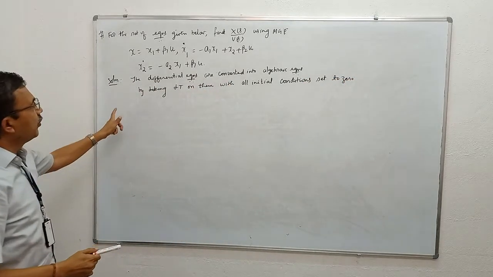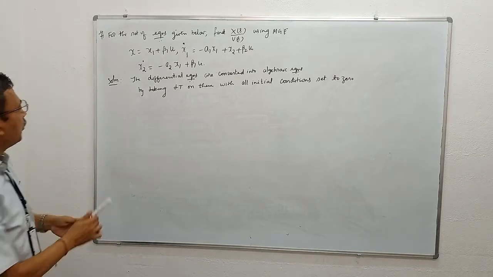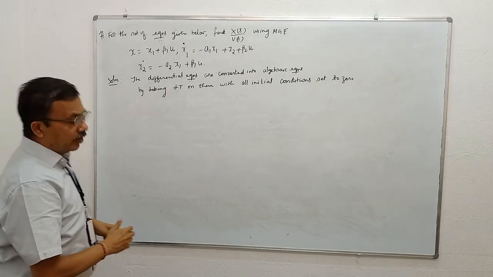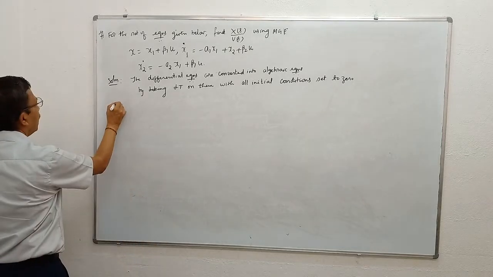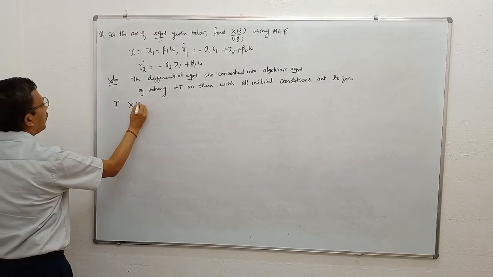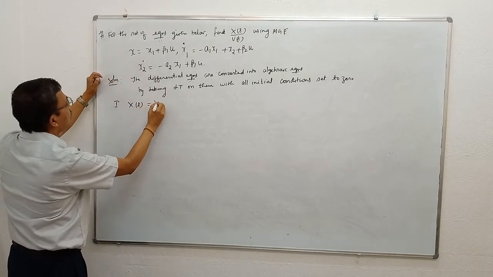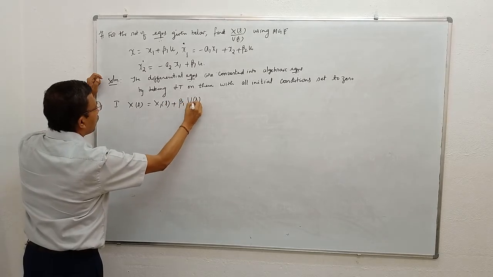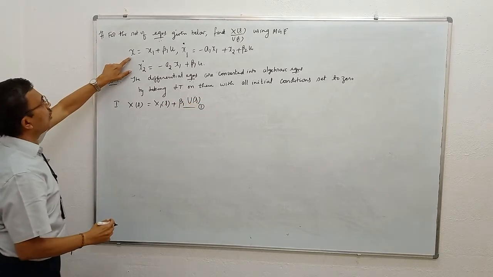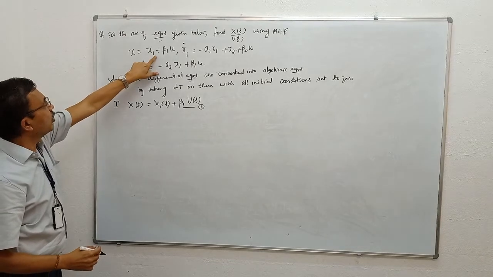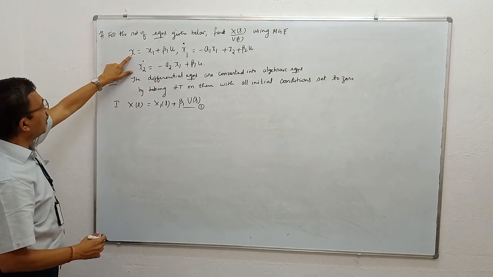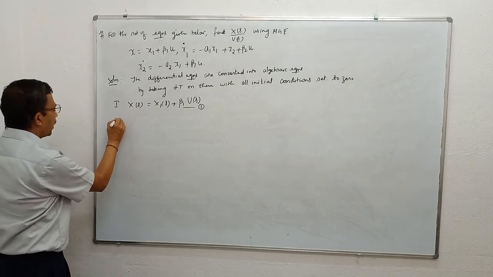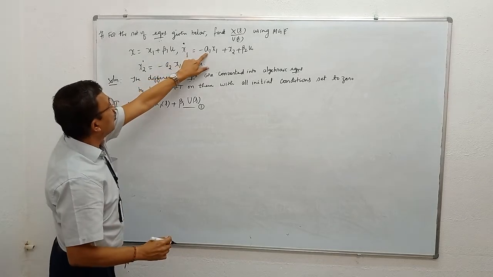The differential equations are converted into algebraic equations by taking Laplace transform on them with all initial conditions set to zero. The first equation is x of s is equal to x1 of s plus beta 1 into u of s. This is equation 1. I have taken Laplace transform on both sides of this first equation. Small letter x indicates a function of time, capital letter X indicates a function of s. Second step, take Laplace transform on this equation.